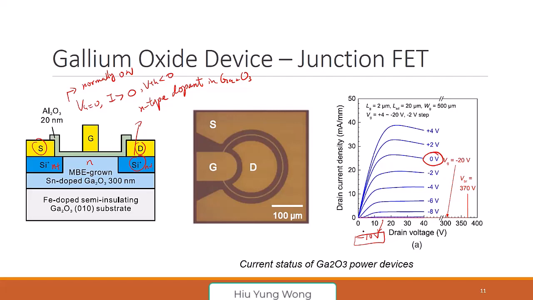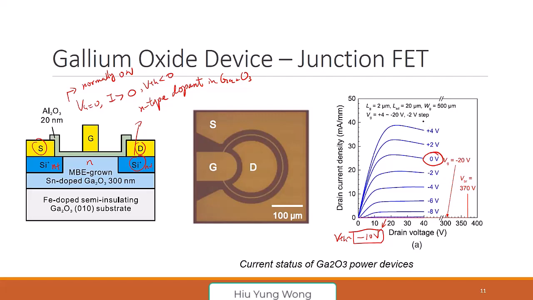But this is a power device. It is okay. They have their use, right? We are not looking for 0.2 volts, 0.5 volts, right? VTH is around this value, -10. Okay. And another thing is this.